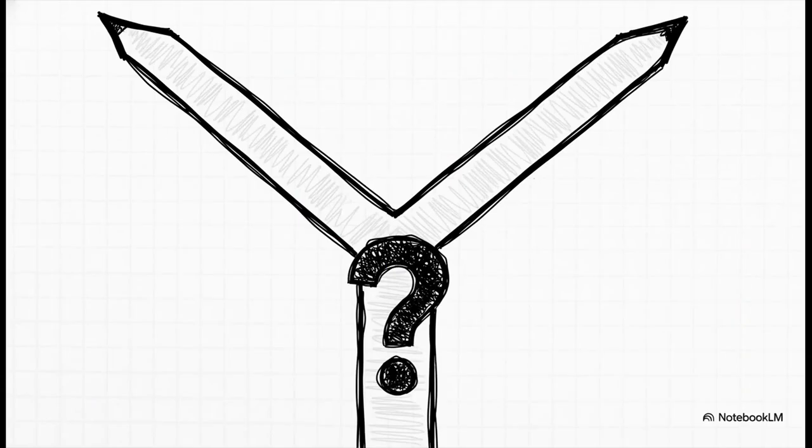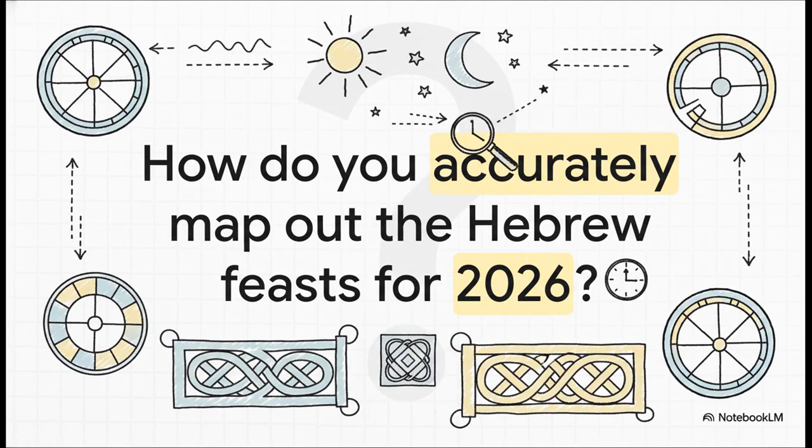So you'd think this would be simple, right? Just look up the dates and you're done. But it's not quite that easy. See, the first thing you have to realize is that there isn't just one single, universally agreed upon Hebrew calendar. So right out of the gate, you actually have to make a choice. And that's really the million-dollar question, isn't it? How do you do this accurately?